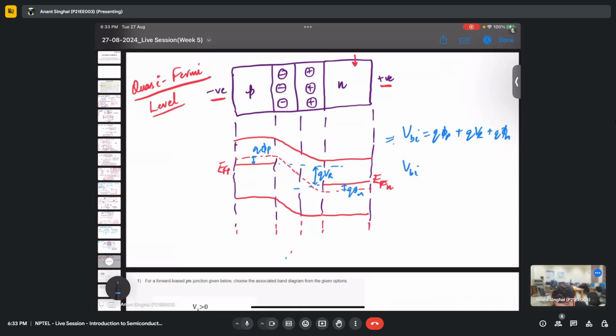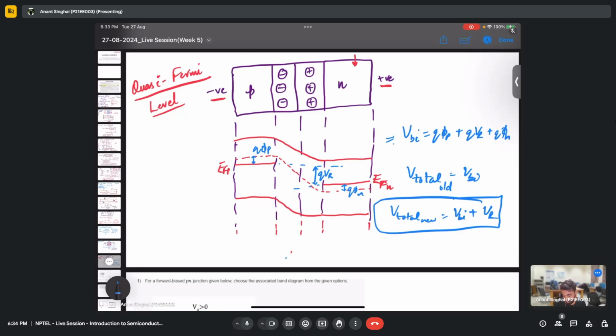So I have already written this. Let's say initially VBI old was VBI only, or the V total that we had. Let's say I'm writing it as V total old. Now the V total new will become VBI plus the additional reverse bias, that is VR. So this is the main difference.